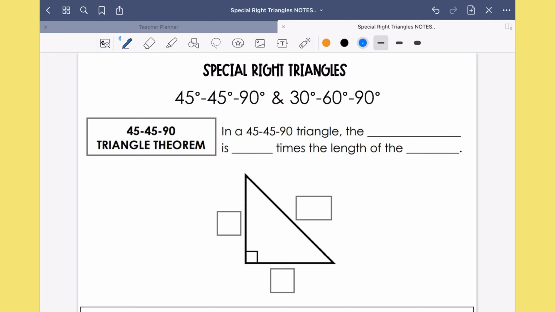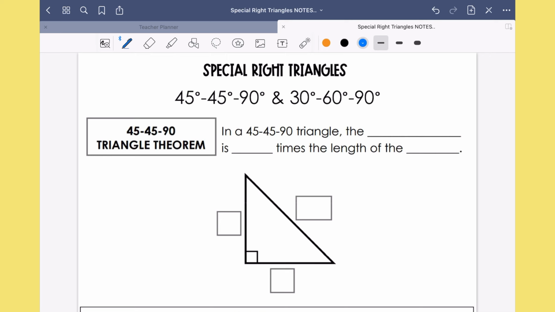This video is only specifically the 45-45-90 part of it, so make sure that you watch the other part because they're both important and both part of these notes. But let's get started with the 45-45-90. Okay, so if you notice, it's actually in the name of the triangle, 45-45-90.